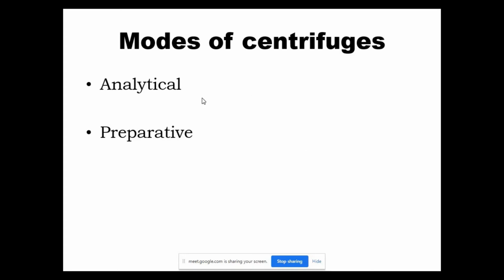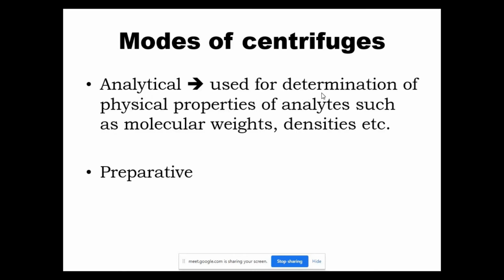Okay, now there are two modes of the centrifuges. Modes means there are two aims, because what is the aim of the centrifugation? There are two types. One is analytical, one is preparative. Mostly we do the second one, preparative. Analytical means it is used for determination of physical properties of the analytes such as molecular weights, densities, etc.